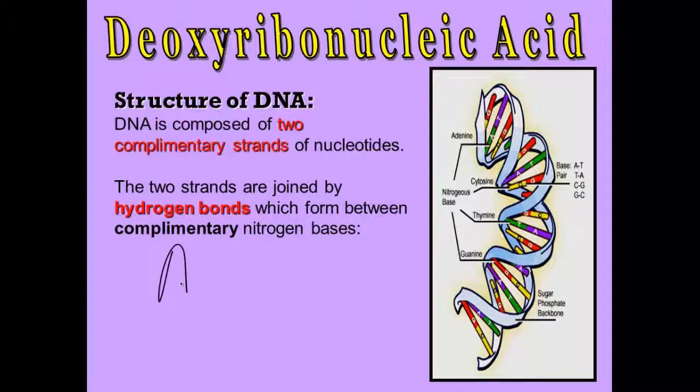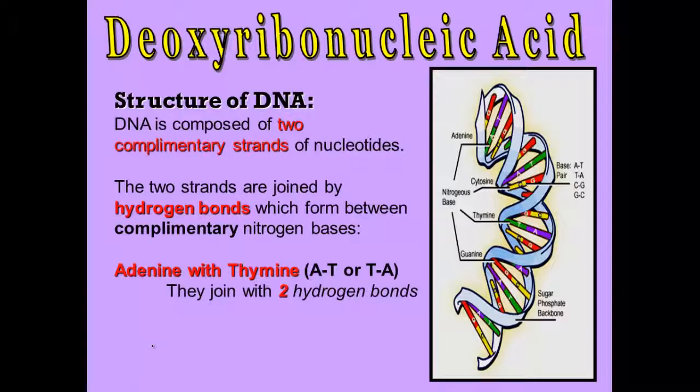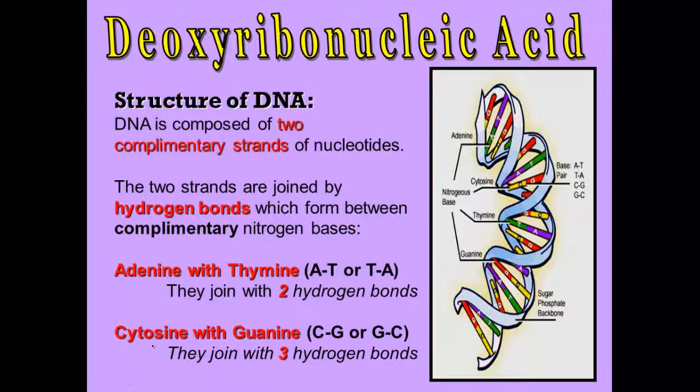Those 2 strands are joined together via hydrogen bonds. So adenine always joins with thymine, and the way that they link together forms 2 hydrogen bonds. And cytosine always binds with guanine and vice versa, and they bond with 3 hydrogen bonds. So adenine binds with thymine with 2 hydrogen bonds. Cytosine joins with guanine with 3 hydrogen bonds.